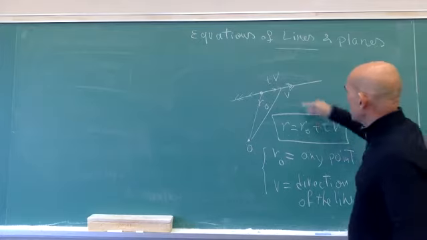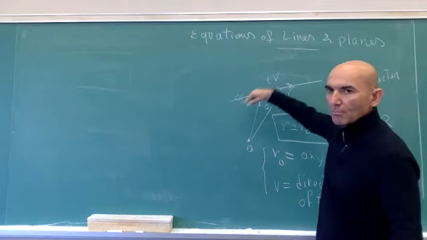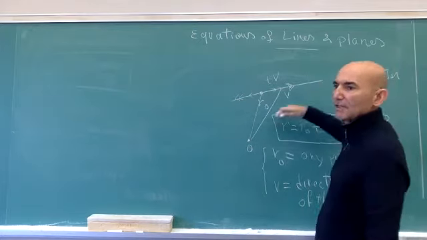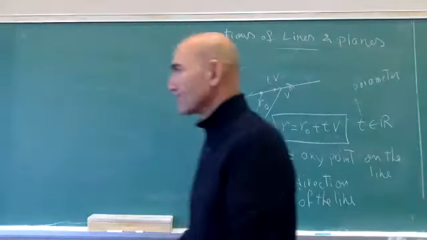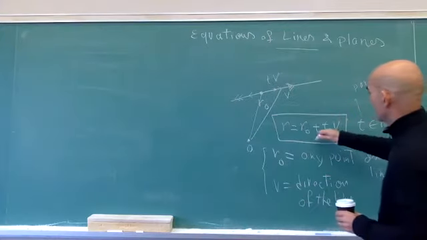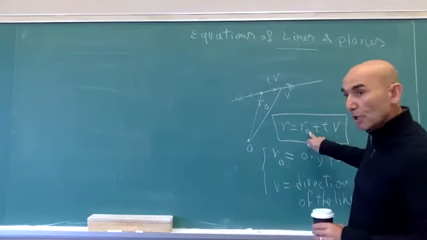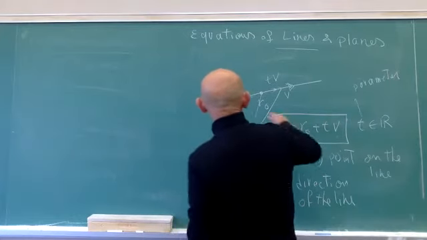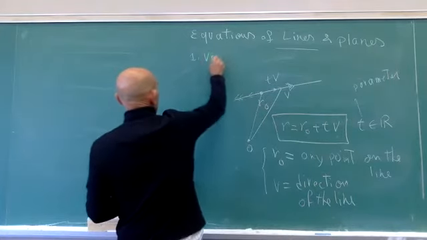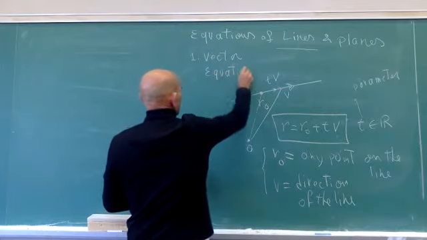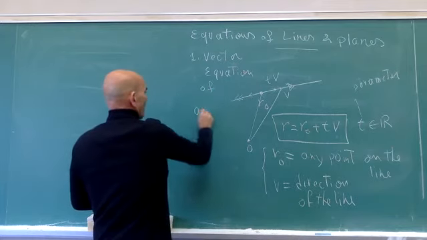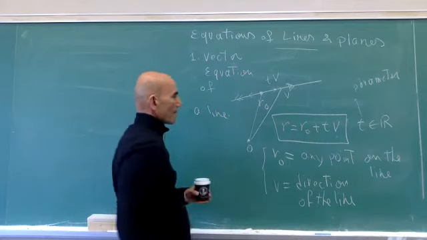As you change t, you're moving on the line from kind of minus infinity to plus infinity. Although technically we don't have infinity, we have far away points on the line. So this is the equation. This is called the vector equation of the line.